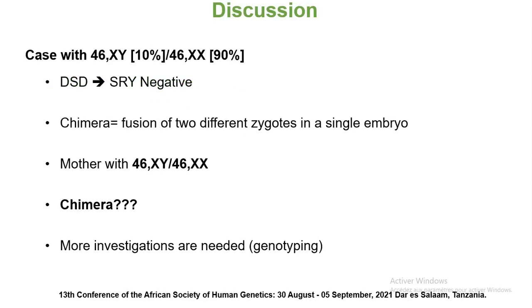In fact, it's a patient with a karyotype 46,XY/46,XX that we have considered as a chimera. The patient was referred to the lab because of sexual ambiguity. So we did the karyotype, and then the screening of the SRY gene came out negative. The definition of a chimera is the fusion of 2 different zygotes in a single embryo. But for our patient, we found that her mother has the same karyotype. So the question is, can we still talk about chimera? More investigation is needed, such as genotyping.